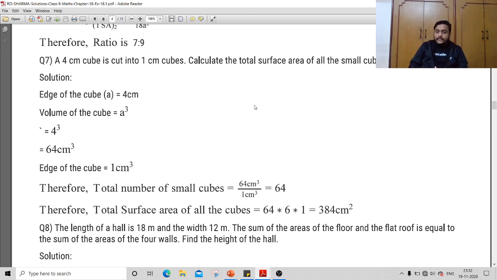I want to find out, see, the sum of the areas of the floor and the flat roof is equal to the sum of the areas of four walls. It is given that if I add the areas of the four walls, that will be equal to the sum of the areas of the roof and the floor. So I want to find out the height of the hall. Very simple question. Okay, so let's do it. 18 is length and width is 12. Let's do this question.